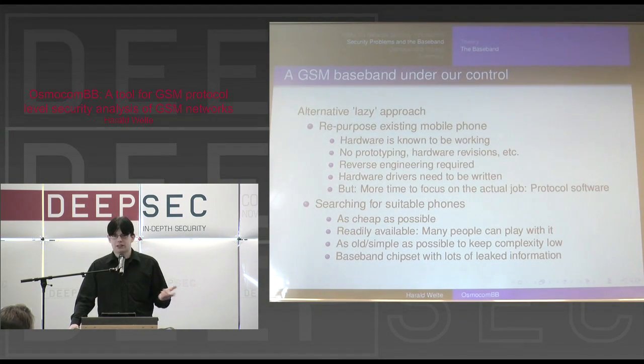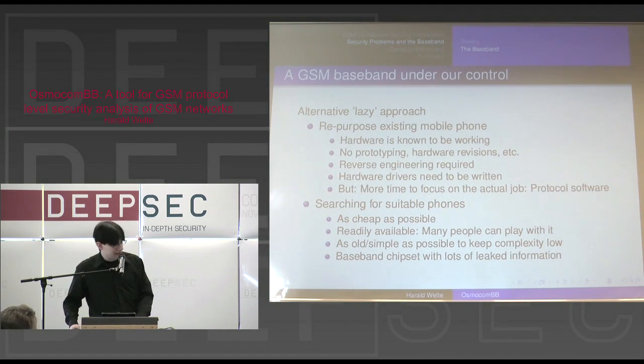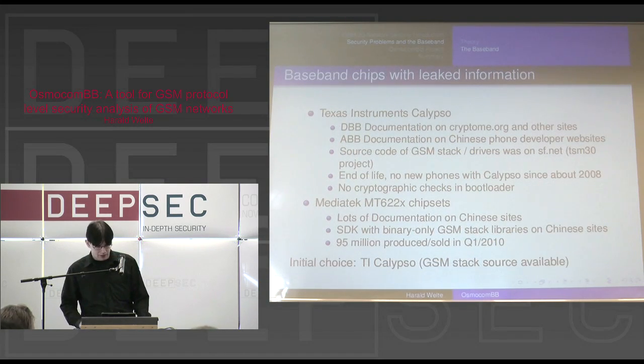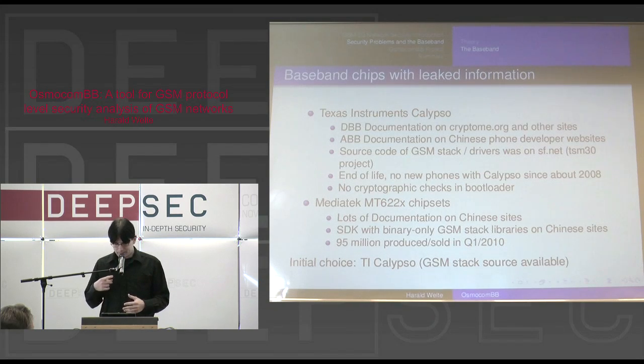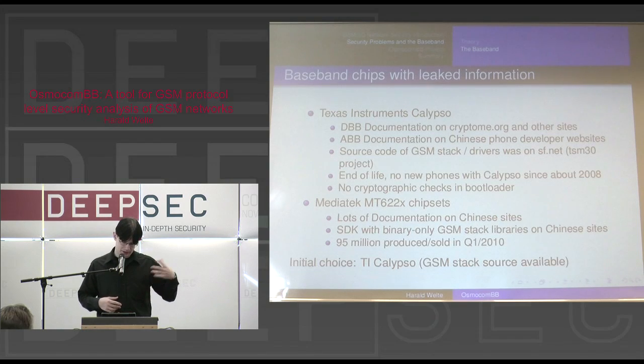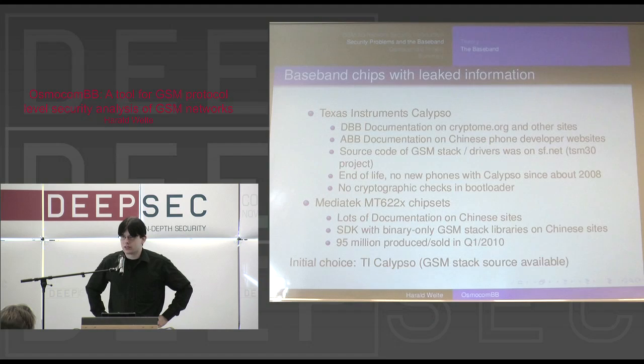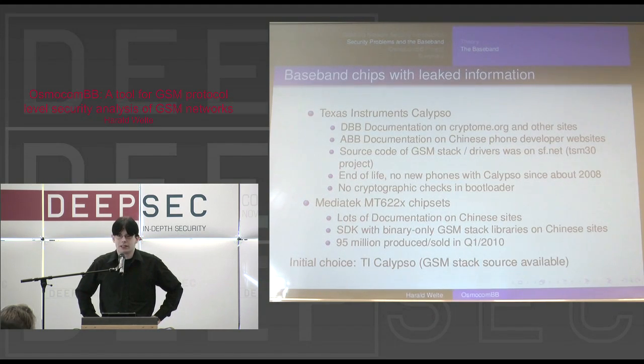They should be old, or simple, in order to keep the complexity of the software low, and there should be a lot of leaked information about the baseband chipset. So what we found as a primary target is the Texas Instruments Calypso chipset, where the digital baseband documentation is on Cryptome. Analog baseband documentation you can find on Chinese developer websites. And the source code of a proprietary GSM stack for that chipset was available on SourceForge for about 4 or 5 years, and thousands of people downloaded it before it was finally taken down.